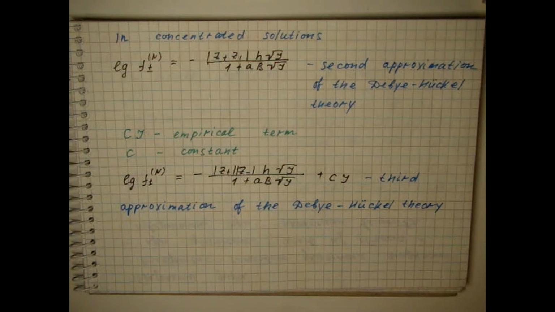An empirical selection of the constants A and C can describe the experimental data on the activity coefficients for concentrated solutions. The equation of the third approximation of the Debye-Hückel theory has a simple form, but the constant does not have a definite physical meaning.